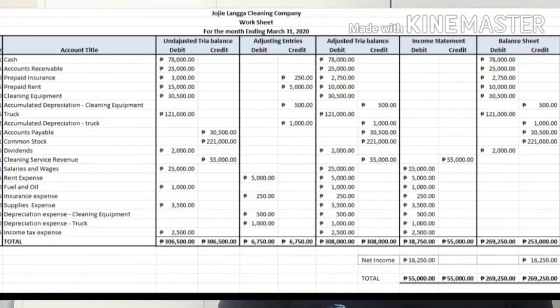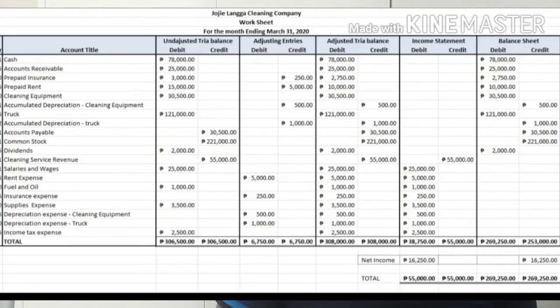Now we have a total debit in the income statement of 38,750 and a total credit of 55,000. So there's a difference. How much is the difference? 16,250. As you notice, the revenue of 55,000 is higher than the expense of 38,750. So we have a net income of 16,250.